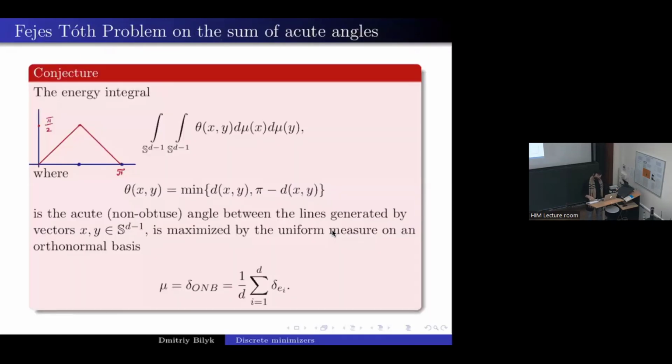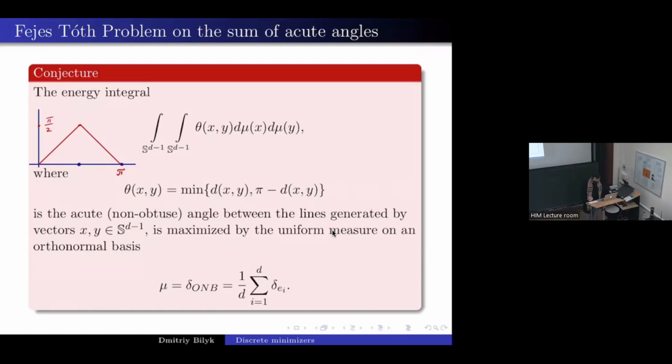So let me mention one more problem. This is also a problem posed initially by Fejes Tóth. And of course, all these problems that I mentioned, especially the problems by Fejes Tóth, he was a discrete geometer. They were all initially posed for discrete energies, for distance sums, and usually just on S2, but generalizations are usually quite obvious, at least the generalizations of the conjecture. So here the kernel is the following. It's the minimum between the geodesic distance of the 2 vectors and pi minus the geodesic distance.